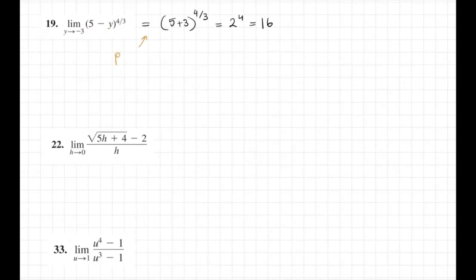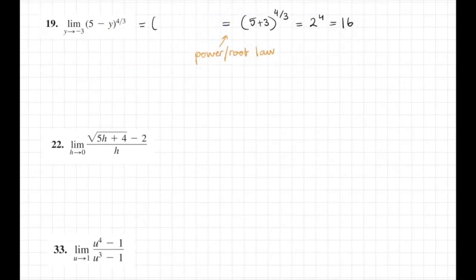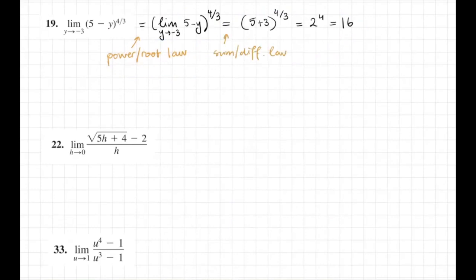Here we have power, root, limit laws. Actually, maybe I should write one more step. This is the power root law. And here, the limit of 5 is 5, so we are using the sum and difference law here. When can we use these limit laws? As long as the limit exists, but it exists, so we don't have a problem.